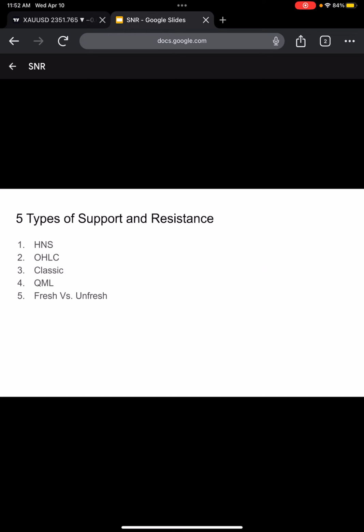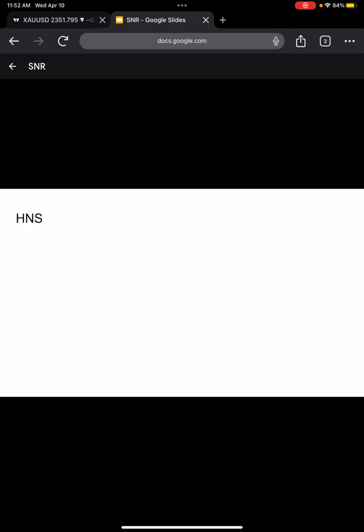So there's 5 types of support and resistance: HNS, OHLC, Classic, QML, Fresh versus Unfresh. I'll show you what that means.